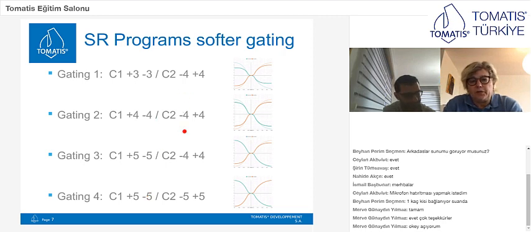And you see that we have different choices, different settings in the SR programs, which are softer because they're intended for a population with more difficulties, neurological difficulties, developmental difficulties, and so on.